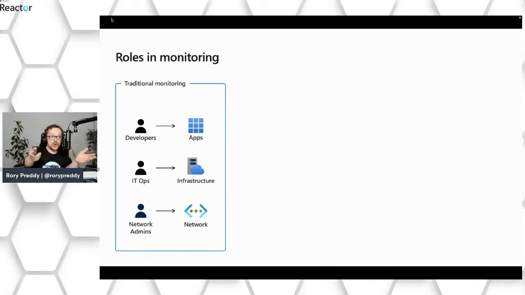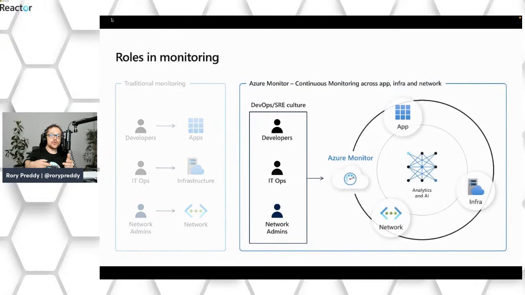So now that we know what we're going to be looking at in the next 4 sessions, let's look at the roles in monitoring and how Azure Monitor can facilitate that. So you've got your developer, you've got your IT ops personnel, and then your network admin. Your developer might want to monitor your apps, your IT ops, your infrastructure, and then your network admin, your network. So normally you would use Azure Monitor, and you would get continuous monitoring across app, infrastructure, and network, with analytics and AI.